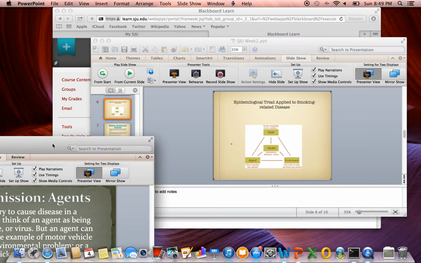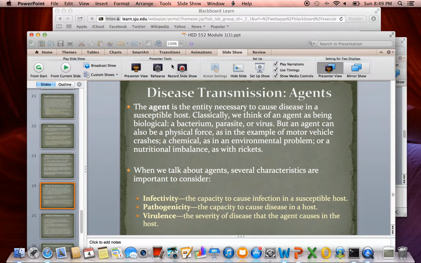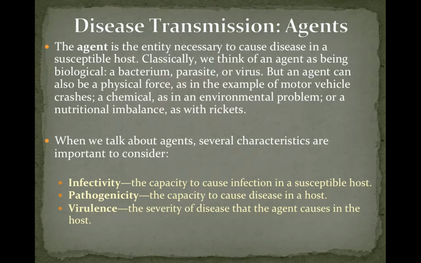So I just have some additional information about some of these aspects of the triad. So the agent, typically we think of it as a parasite or a virus, but it can also be a physical force, like a motor vehicle, a car in a motor vehicle accident, or a chemical, an environmental situation, a nutritional imbalance, as with rickets or scurvy, something like that.